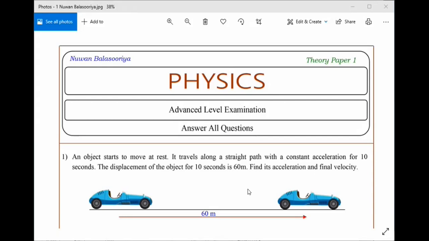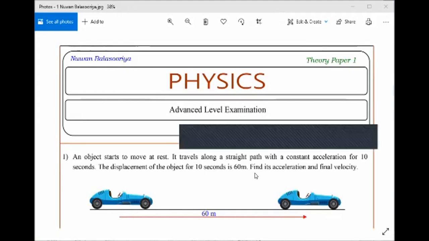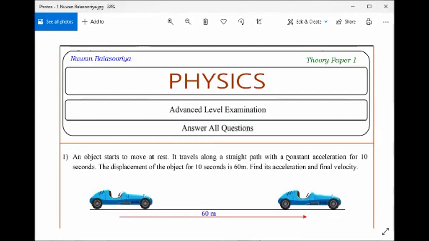Is the video clear or not, dear? Can somebody read the question? Okay, nobody. Okay, the screen is not clear. Right, I'll read the question.